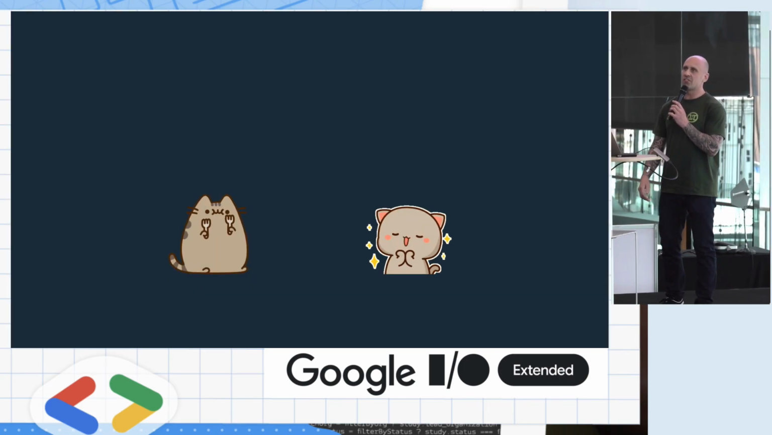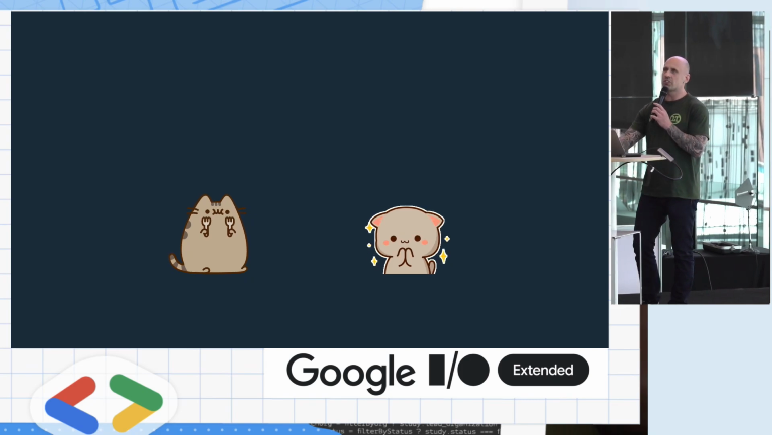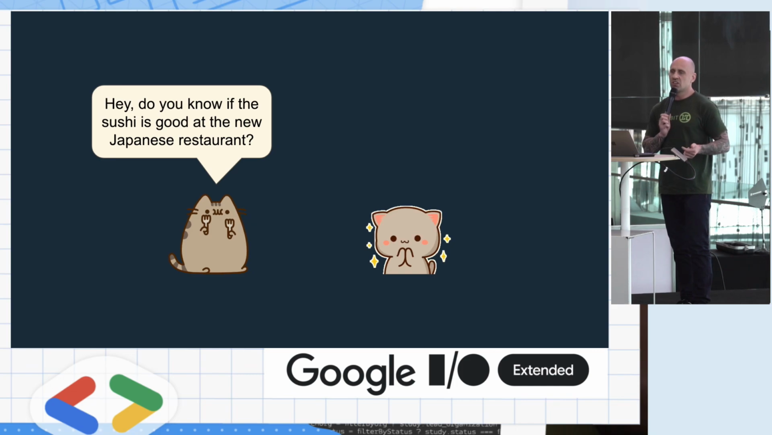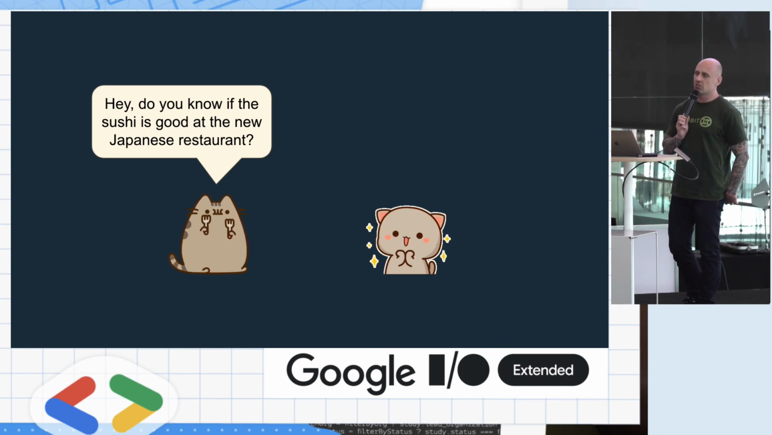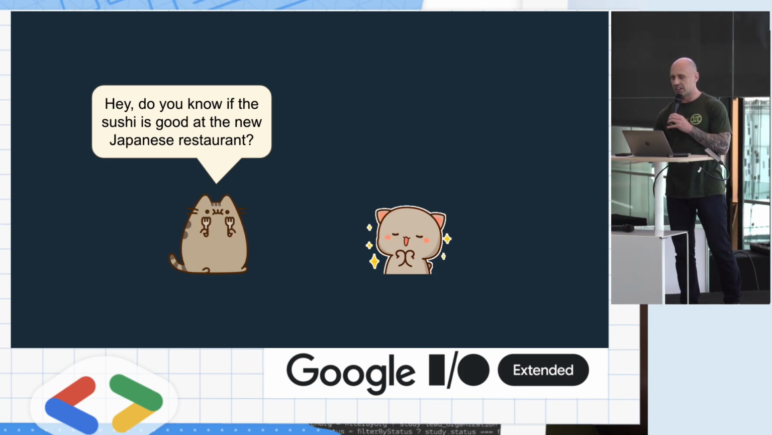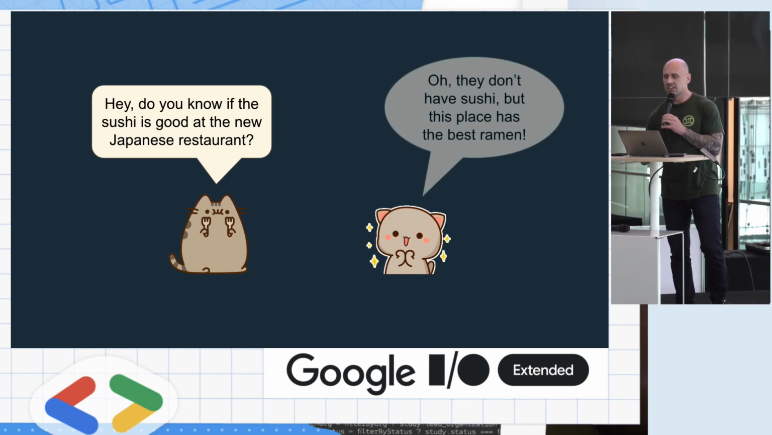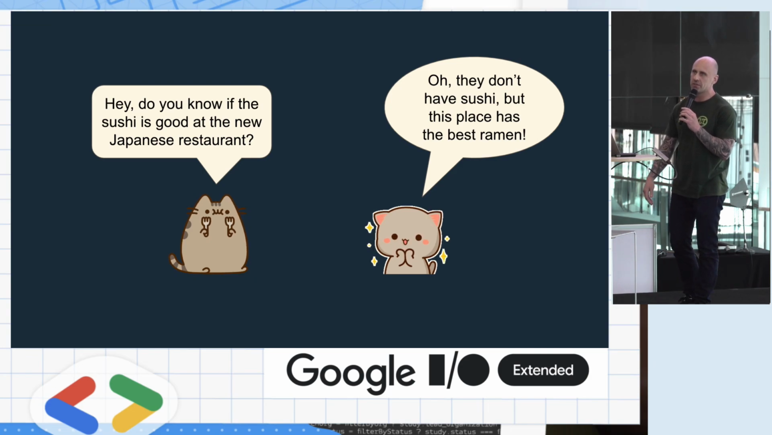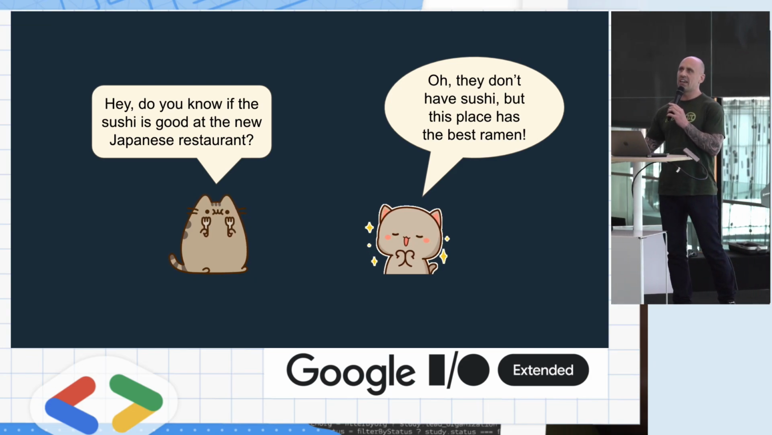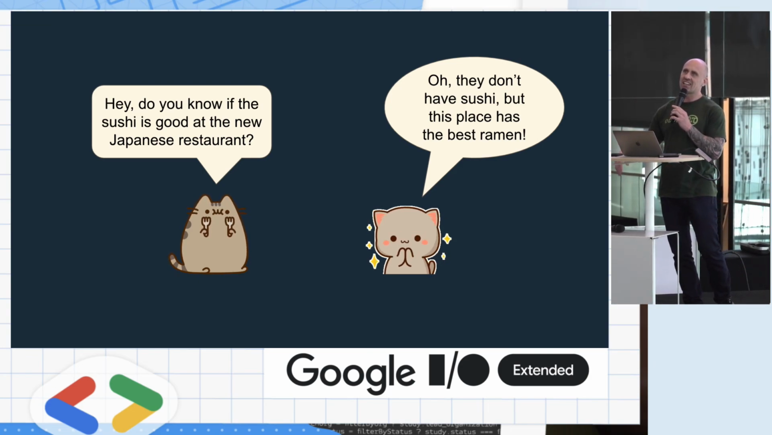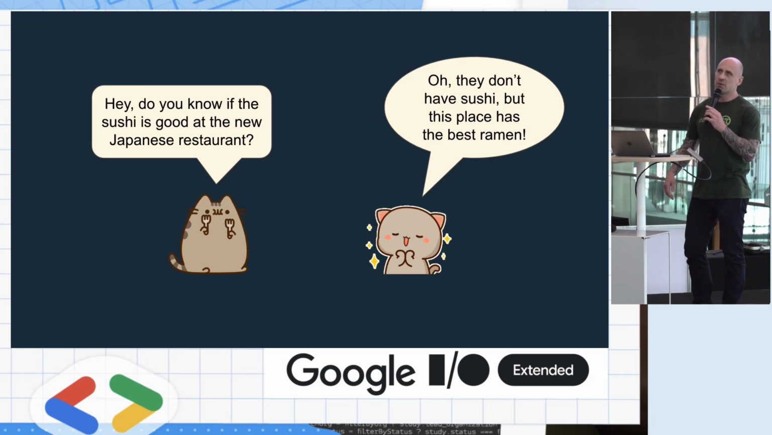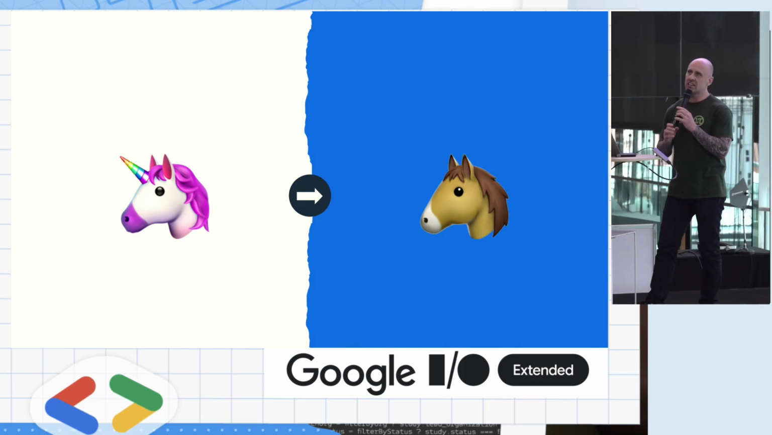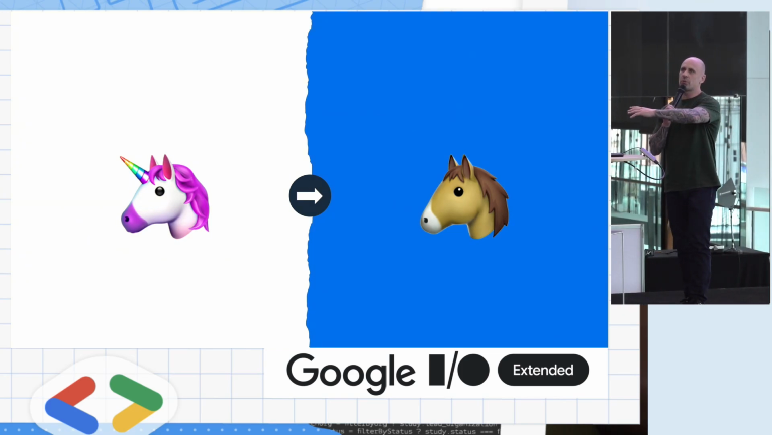Because in a real life situation, if you were to visit a restaurant, you would be like, hey, do you know if sushi is good at that new Japanese restaurant? You ask your friend. And if she's been there, she will helpfully say, oh, well, they don't have sushi, but it's the best place for ramen. This is not what AI will do for you. AI, in any case, would just say, oh, yeah, go ahead. We have all. So it's important for us to link AI to work with reality.